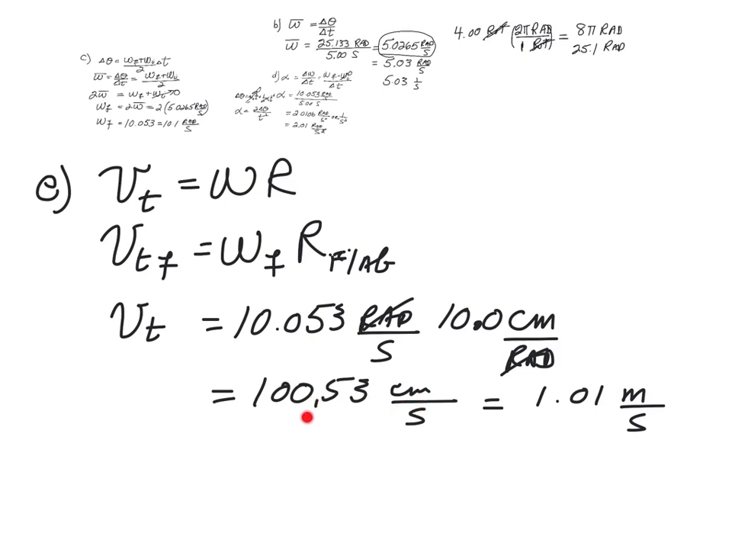But if I move the decimal point 2 places, I can change the centimeters to meters. And when I round to 3 digits, I get 1.01 meters per second. I can also leave it as 101 centimeters per second. If I leave it this way, it's not quite right because it has too many significant figures. So that's our V tangential final.